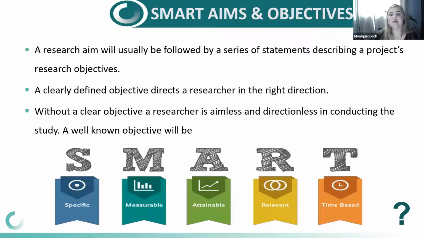So a research aim will usually be followed by a series of statements describing a project's research objectives. It is clearly defined and it directs the research into the direction as to what they are going to study. A crucial task in any research project is defining the core objectives or the core questions. What is the central goal? What is the main purpose that you are trying to achieve? And with regards to objectives, you would then be able to note how you would answer these questions. Without a clear objective, a researcher is aimless and directionless in conducting the study.